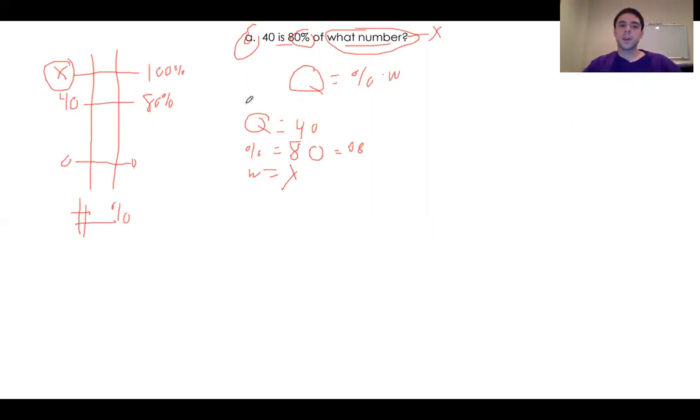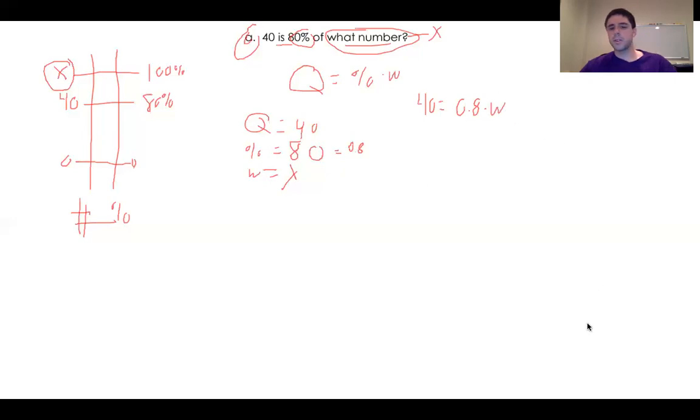So 40 is our quantity because our whole is the value at 100%. Ezekiel got it. The value at 80% is going to be our quantity. Awesome. So we have 40 equals 0.8 times the whole, which is currently unknown.